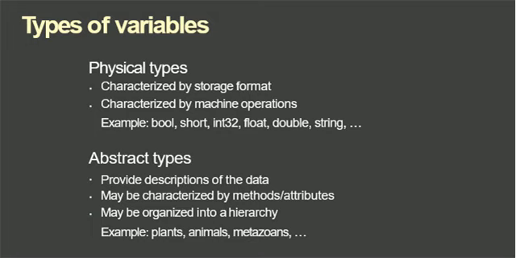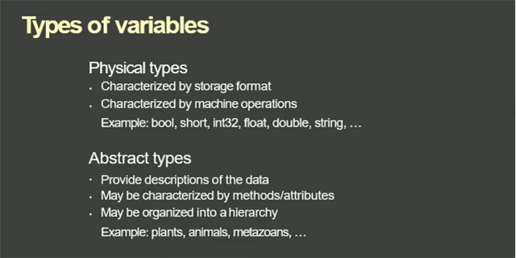We have actually two types of variable. One is the physical type of variable and the second is the abstract type of variable. The physical type is based on storage format and is used by machine operations, such as integer, bool, float, string, which you have already used in the programming subjects and which we are aware of before we start data visualization.